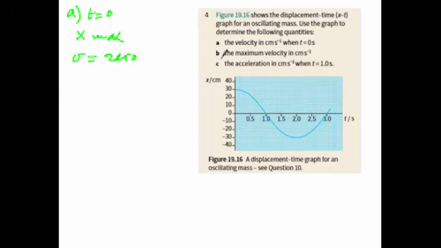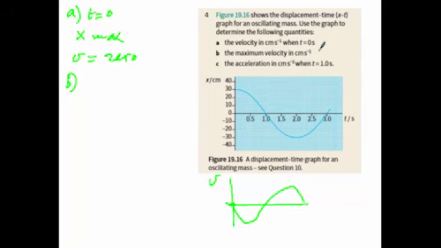Okay, for b, because when x is a cosine function, v should be a minus sine function. So here at t equal to 0, v equal to 0. The maximum velocity in centimeter per second.